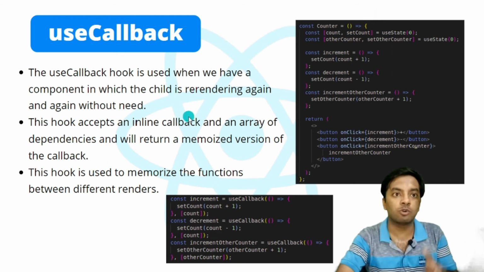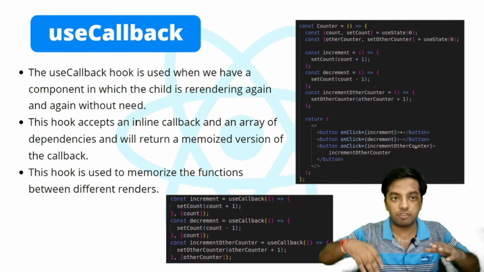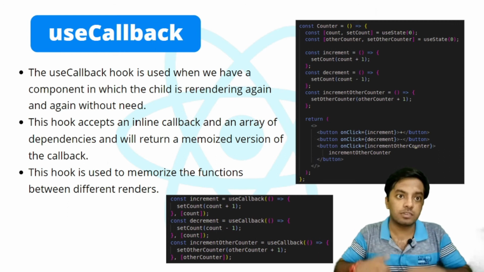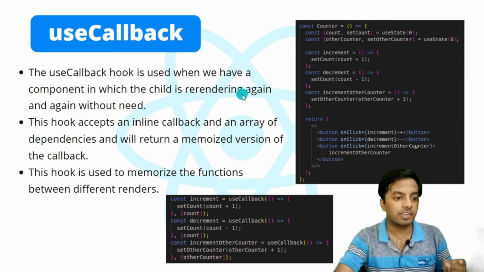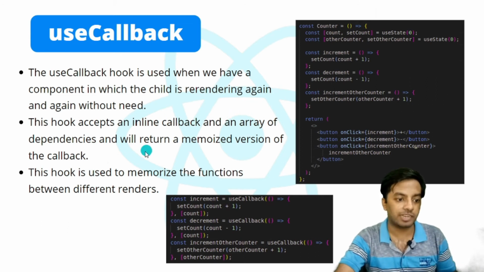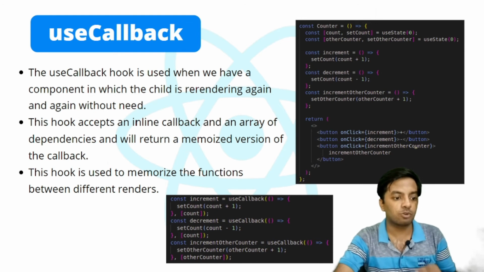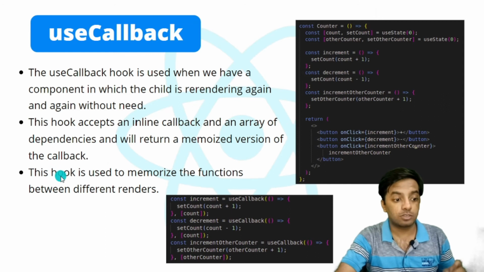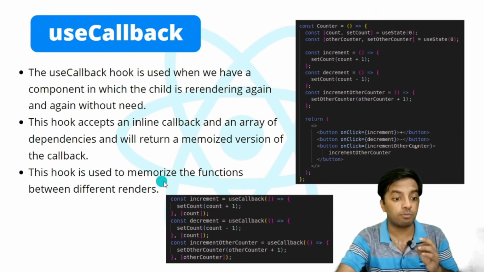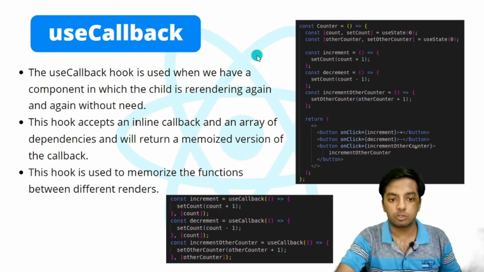So the useCallback hook provides us the functionality so that we can memorize that particular function and we can prevent its re-rendering. This hook accepts an inline callback and an array of dependencies and will return a memorized version of the callback. This hook is used to memorize the functions between different renders. Okay, this line is very important. This hook is used to memorize the functions between different renders. Okay, so let's understand this with an example.